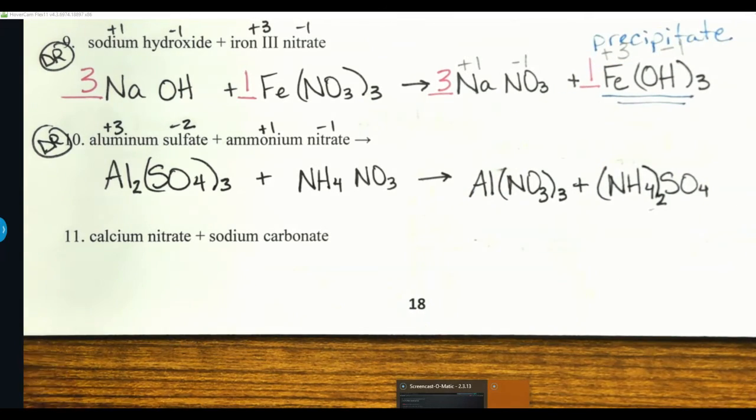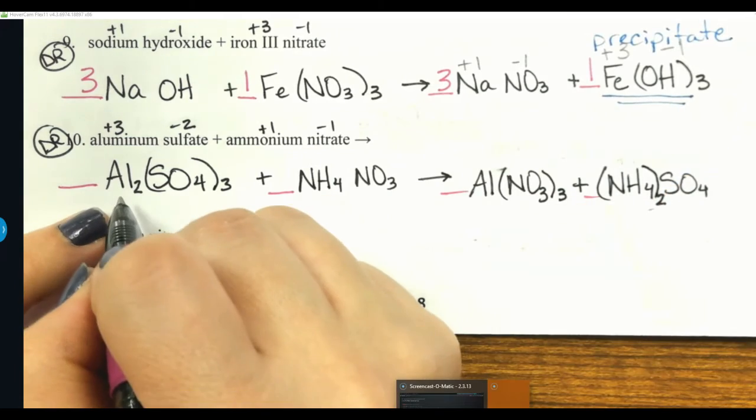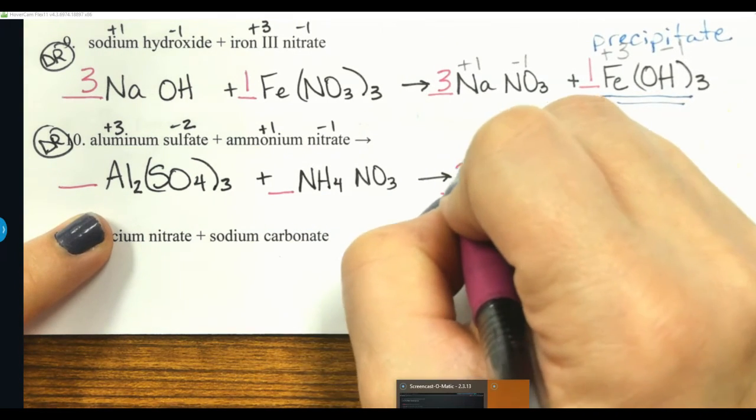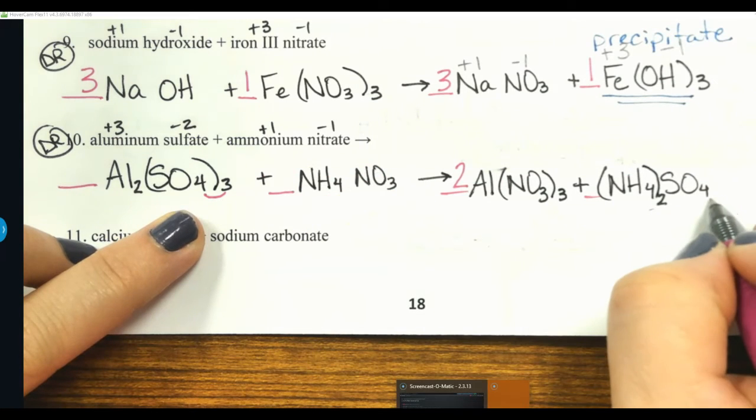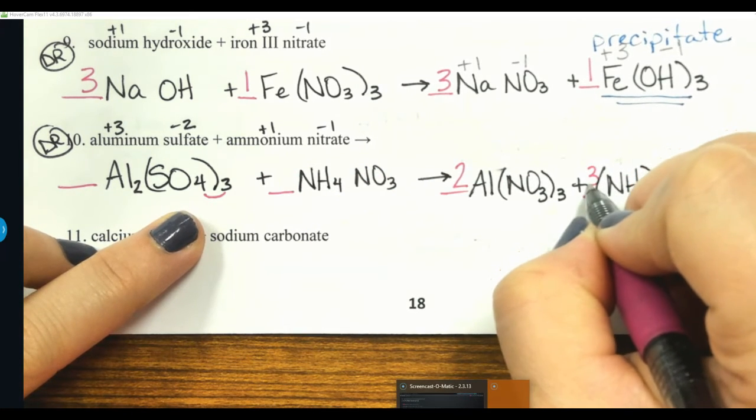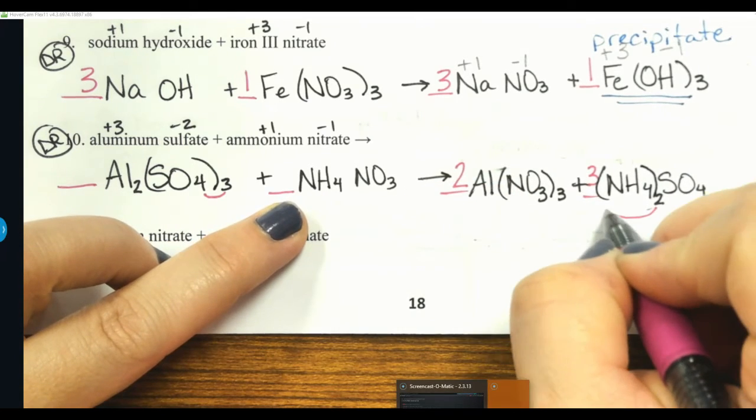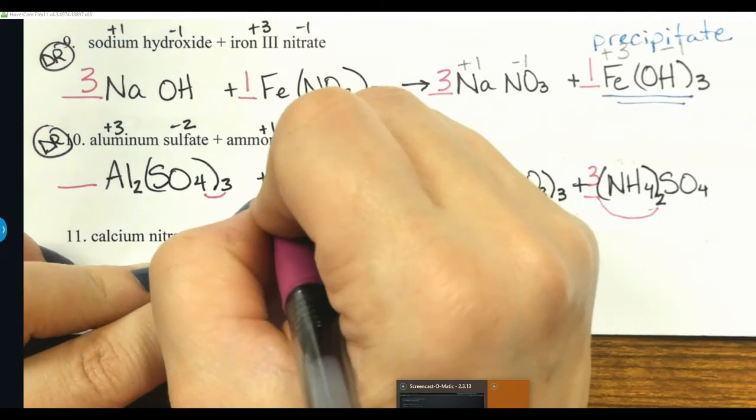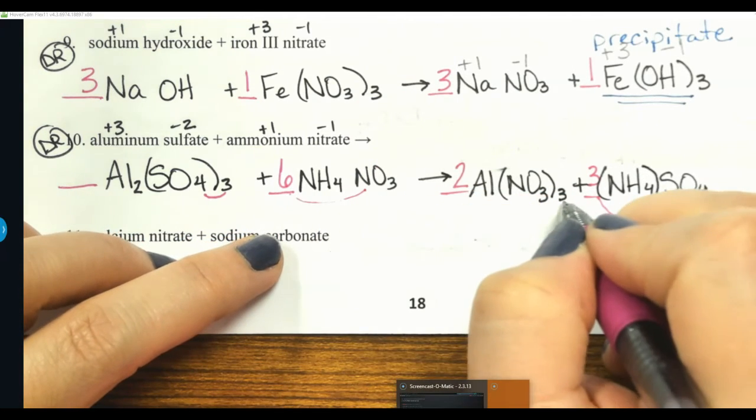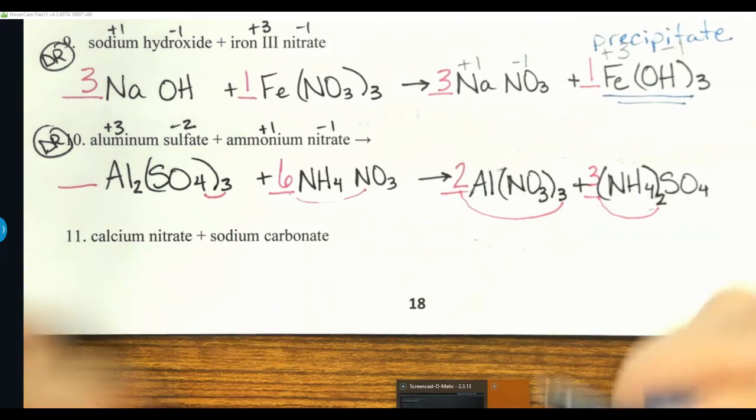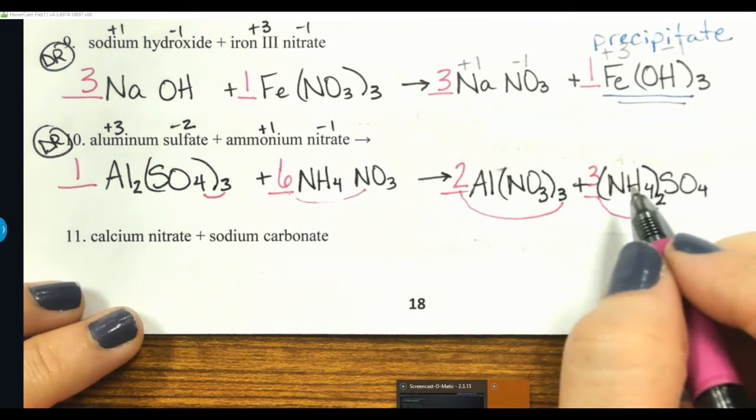Now I can balance my coefficients, so I'm going to put my blanks in front. We have 2 aluminum, 1 aluminum, so that's going to put a 2 here. We have 3 sulfates, 1 sulfate, so I'm going to need a 3 here. We have 1 ammonium, 2 times 3 is 6 ammoniums, so we need 6 there. And then we have 6 nitrates, and look here, 3 times 2 is 6 nitrates, which is already balanced. So this is going to be 1, 6, 2, 3.